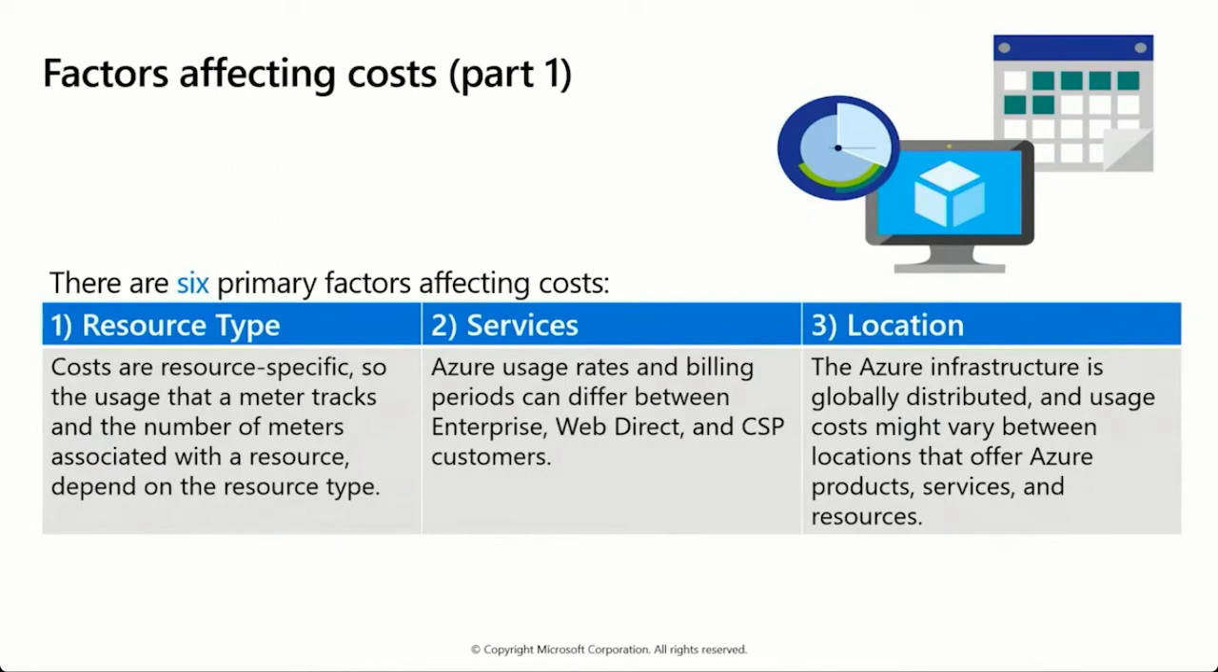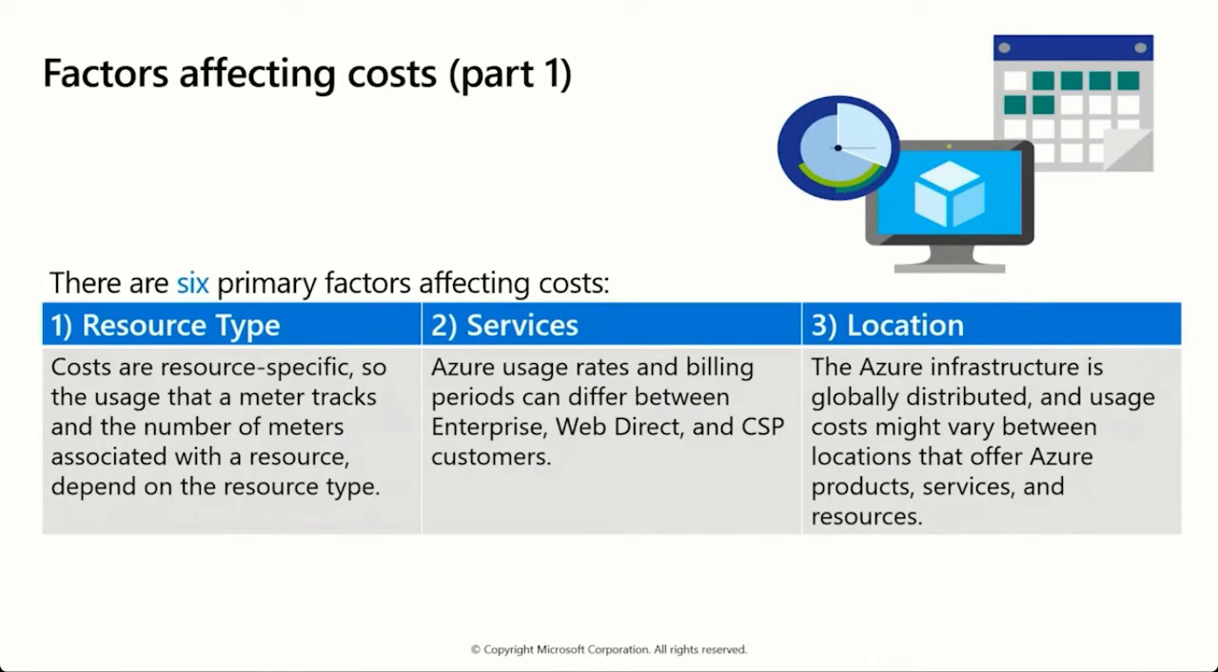Next is service, and that really means, what kind of customer are you? There are 3 different customer types. The first one is web direct. Imagine that you just went to azure.com and said, sign me up, give me an account. Well, that makes you a web direct customer. Usually with web direct customers, there is no type of discount, so you're paying full retail pricing. It's consumption-based billing, where you get a bill at the end of the month for the resources that you consumed.